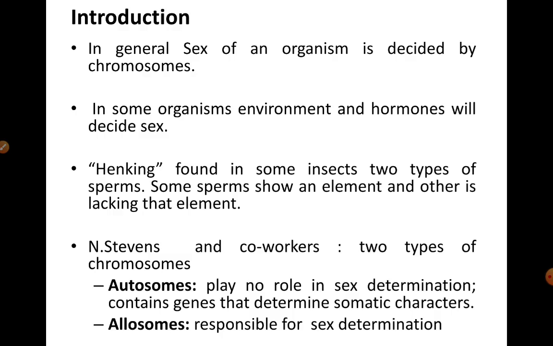Now these autosomes are found in all cells. The genes present on these autosomes are responsible for determining the somatic characters and sometimes influence the sex of the organism. And here both the chromosomes, that is the two homologous pair, are similar in shape and size, so they are termed as homomorphic chromosomes.